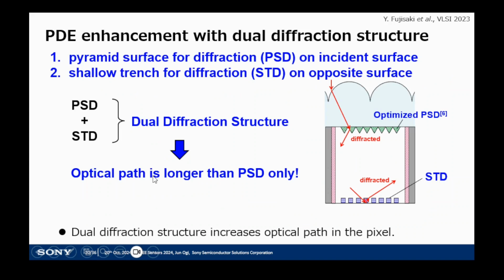Then in BSI 2023, Fujisaki et al. have introduced a dual diffraction structure to increase near-infrared PDE. The dual diffraction structure consists of a pyramid surface for diffraction on the incident surface and a shallow trench for diffraction on the opposite surface. This technology can diffract incident light both on the incident surface and the opposite surface, and the transmission on the opposite surface is reduced. As a result, the optical path in the pixel becomes longer.